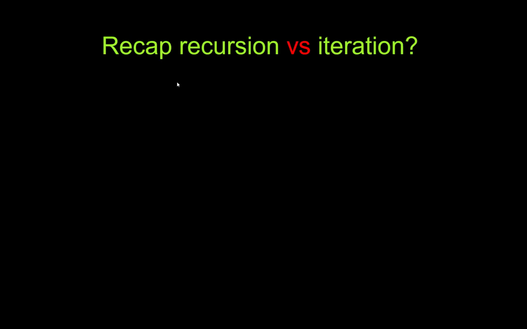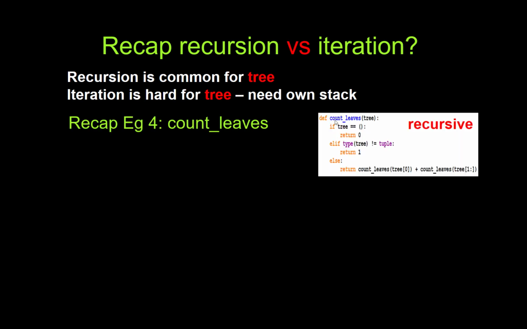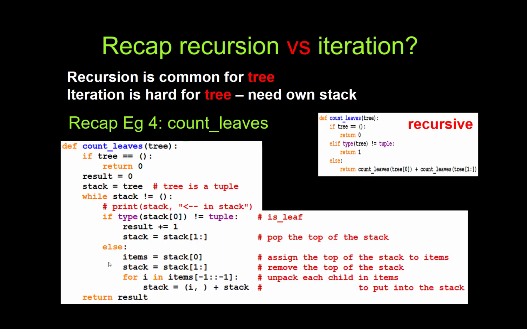Up till now, you may have already noticed that we keep using recursion and we hardly talk about iterative solutions. Why? As pointed out earlier, tree is a recursive structure and it is natural to use recursive algorithm to deal with recursive structures. If we insist on using iteration, we need to use our own stack to take care of the computation. Take a look at the example of count leaves. Here is the recursive solution for the count leaves, which is a very short program.